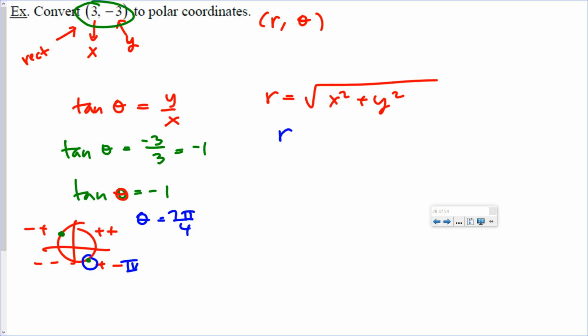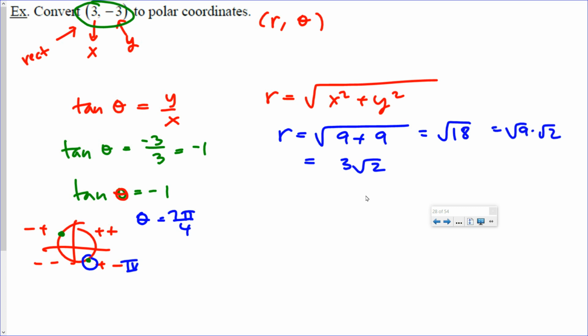The r's are actually pretty straightforward. You would just say x squared, which is 9, plus y squared, which is 9. So this is the square root of 18. If you wanted to leave it as the square root of 18, you could. But if you had a multiple choice test, you might need to know that this is really the square root of 9 times the square root of 2, which is just 3 square root of 2. All right, so this will be equal to 3 square root of 2, comma, 7 pi over 4. And that one's a little bit more difficult to do.